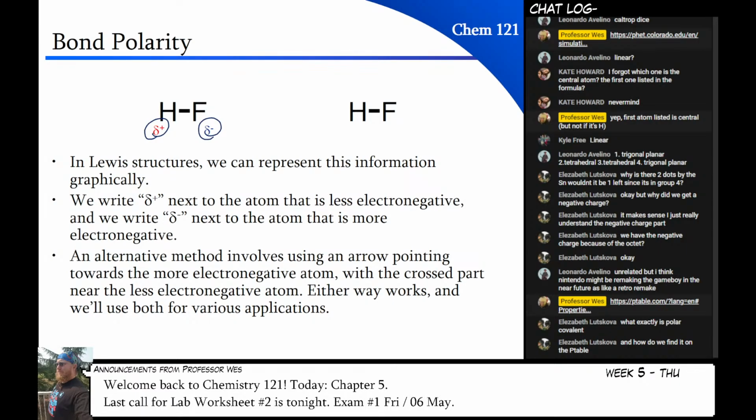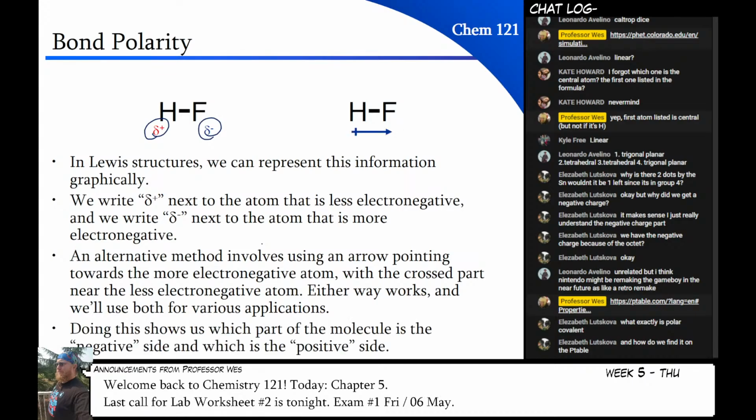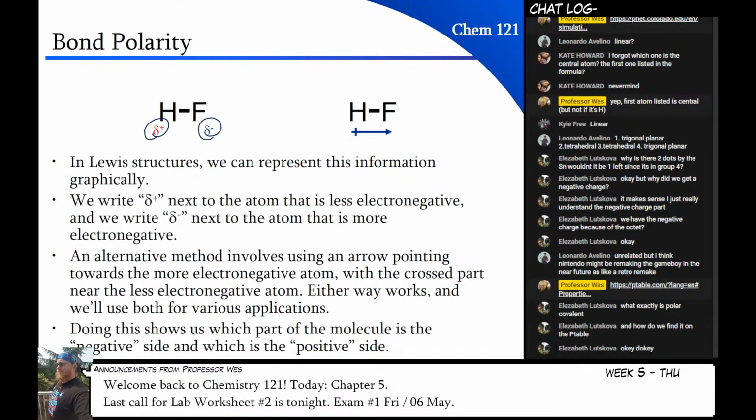So this is a way of labeling electronegativity. We're going to put delta positive on the positive side of the bond, delta minus on the negative side of the bond. The higher the electronegativity, the more negative it is. The lower the electronegativity, the more positive it is. The other application that we can use is we can draw an arrow, and the arrow is going to be drawn pointing towards the negative end of the bond. The little dash across the arrow is the positive part of the bond. It almost looks like a positive. That's why we do it that way.